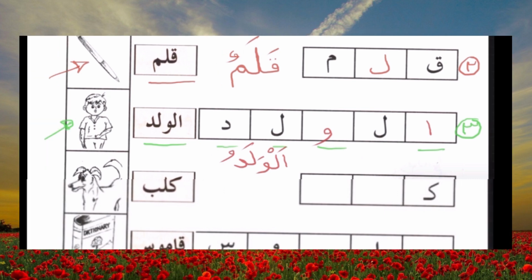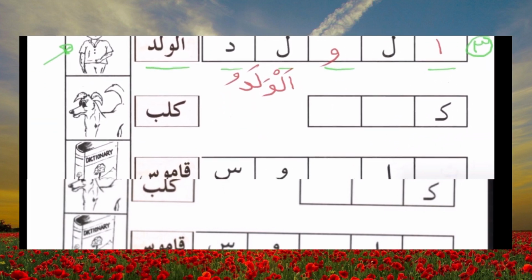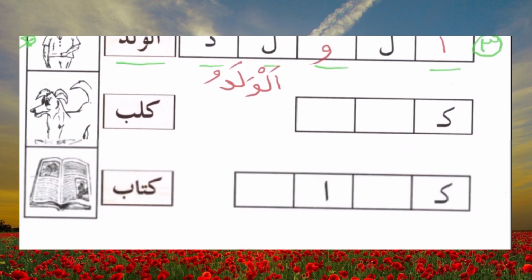Al-waladu. Okay, that is number 3, thalatha. Number 4 is arba'a, and here we have a k, and 2 missing letters. So here's the whole word, and of course we can see it's a kalb. Kalb is dog. So we have the k, we're missing the l and the b. So if we write it in full, it's the k, l, and the b.